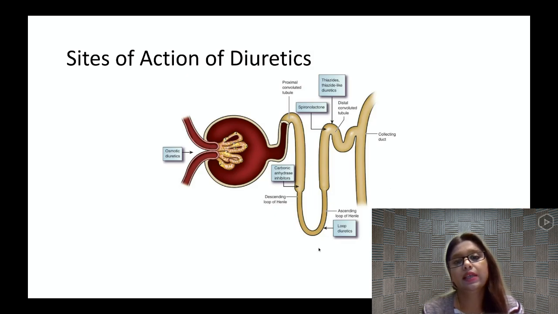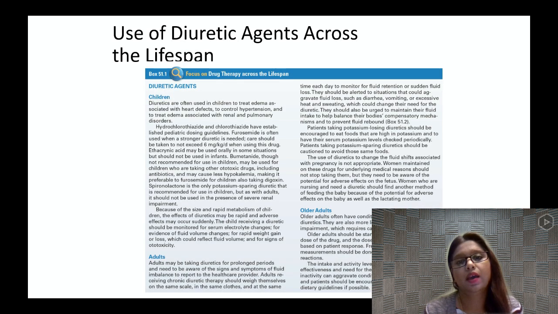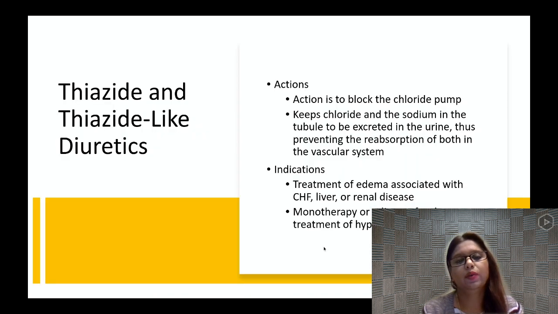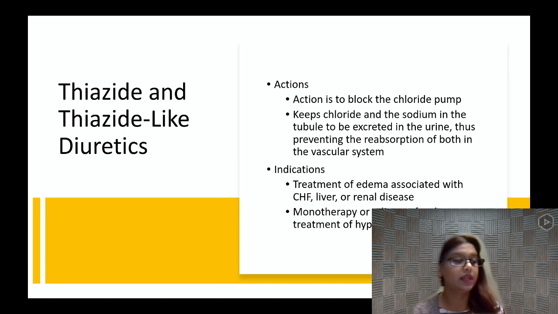As you see, this is a nice picture of the nephron. And this is just a little review. Now we have different kinds of diuretics. Number one is thiazide diuretics.